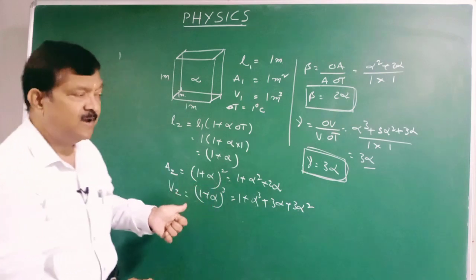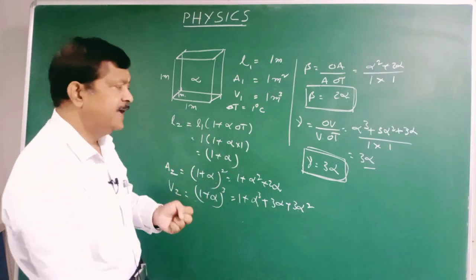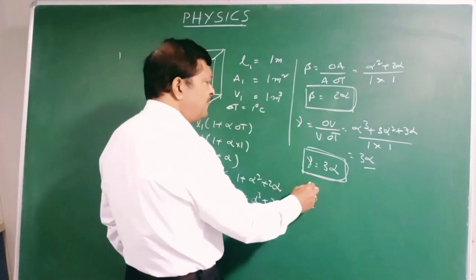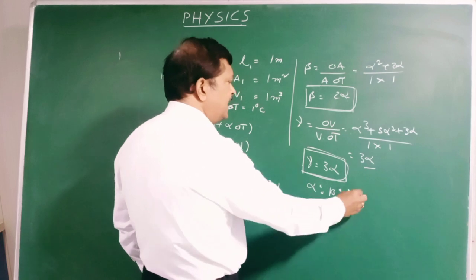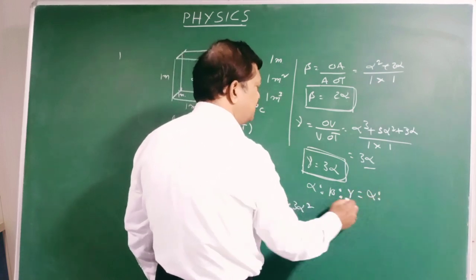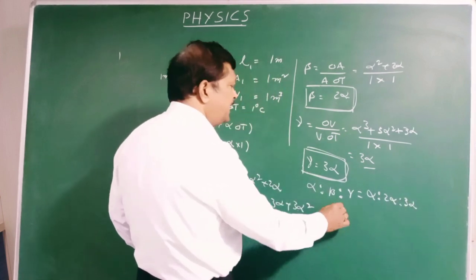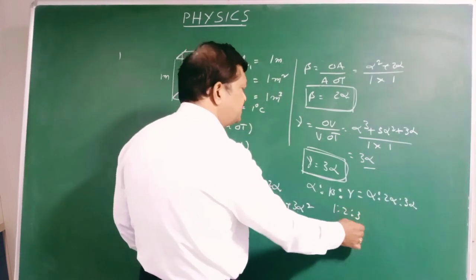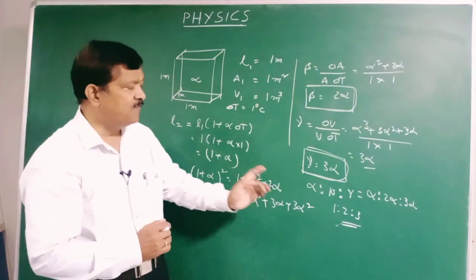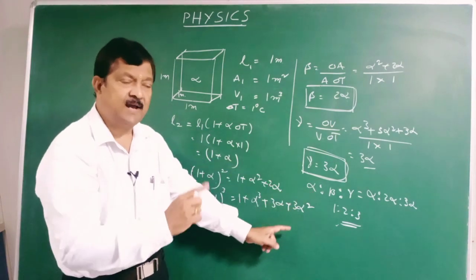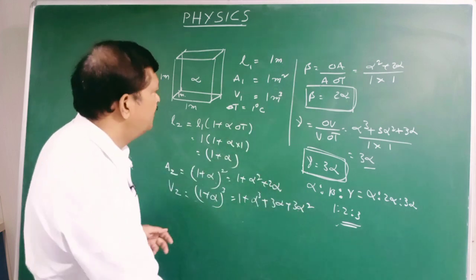This is the case of an isotropic solid. For an isotropic solid, the ratio of alpha to beta to gamma is alpha to 2 alpha to 3 alpha, so the ratio becomes 1 is to 2 is to 3. This is an important point we have to remember: alpha, beta, gamma for an isotropic solid are in the ratio 1 is to 2 is to 3.